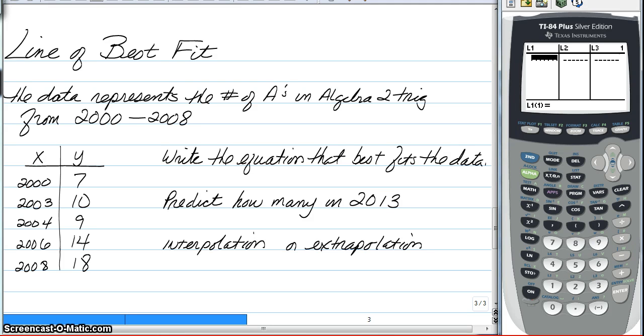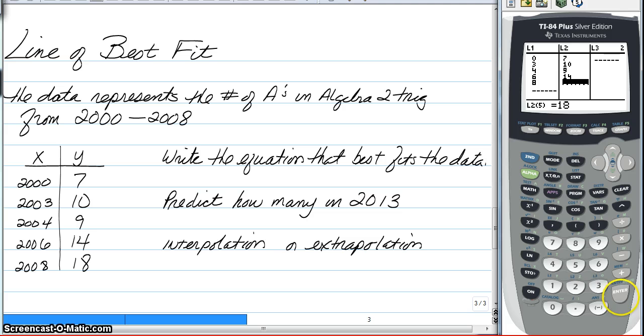So X goes into L1. Now it says 2000, 2003. You don't have to enter all those. You can enter 0, and then you can enter 3, 4, 6, and 8. And then you slide over to L2. And then you type in your Y column, which is going to be 7, 10, 9, 14, and 18.